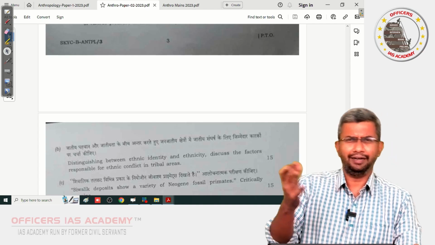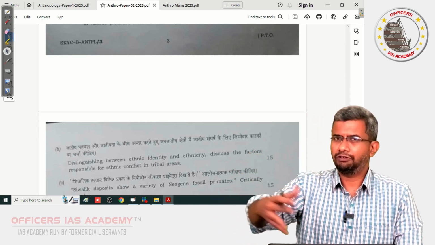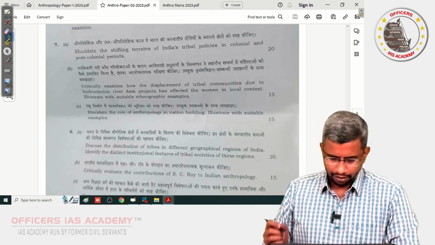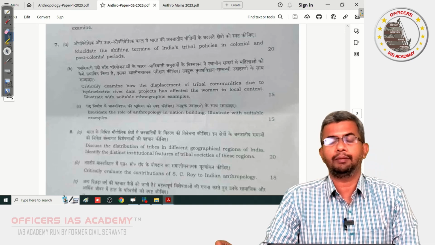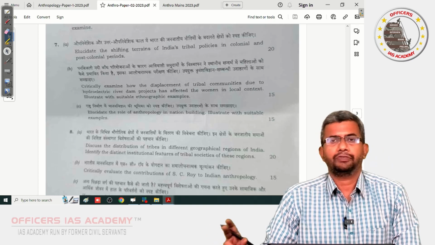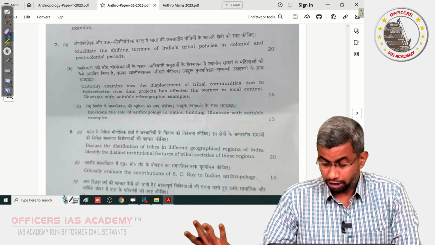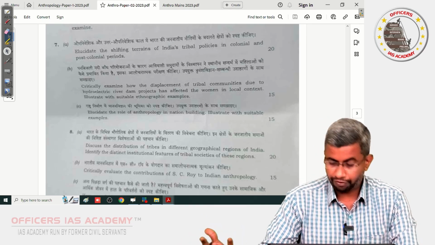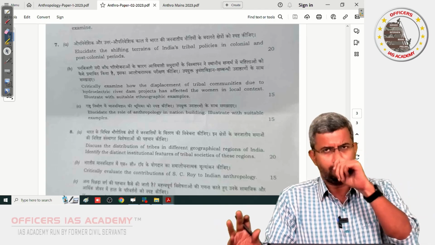Neogene fossil primates. Again, see Sivalik. Ultimately, it is about Ramapithecus, Sivapithecus, and other findings. But yes, this was one specific question: hydroelectric river dam project. Polavaram and Tehri Dam project are the famously known projects. But it is a 15 marker, so you'll have to elaborate it a bit more. But you can give some examples and bring them out.